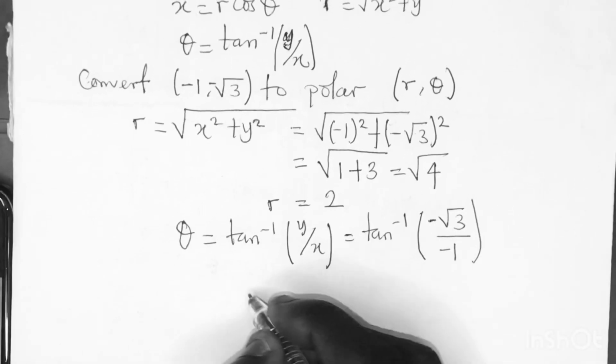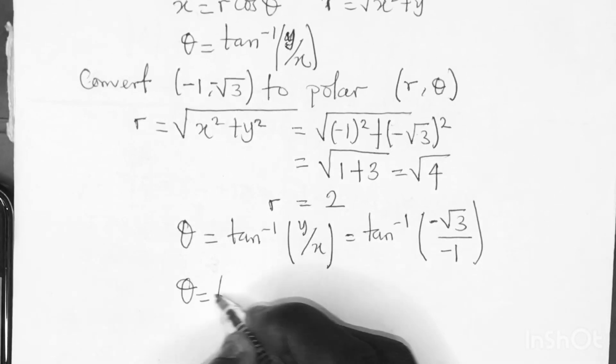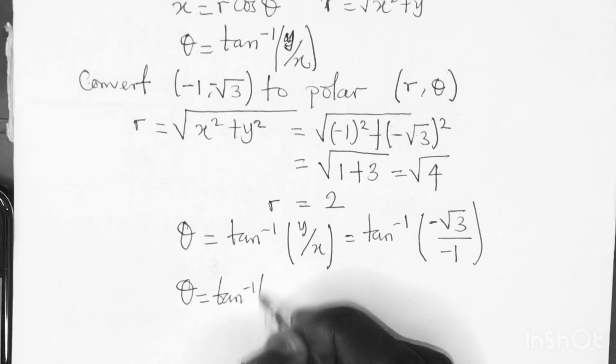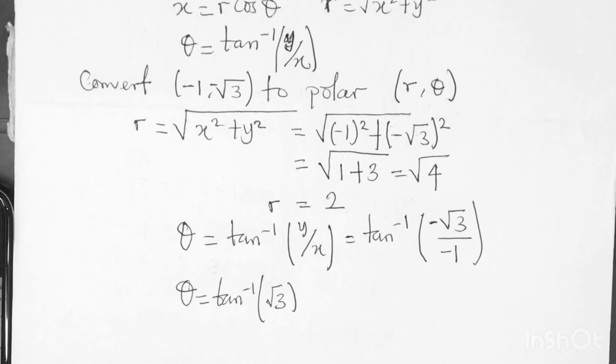That's your x. So that will give us theta equals what? Tan inverse of root 3. Do I get what I'm saying now? So our answer here is tan inverse of what? Root 3. And the tan inverse of root 3, you can use your calculator to check.